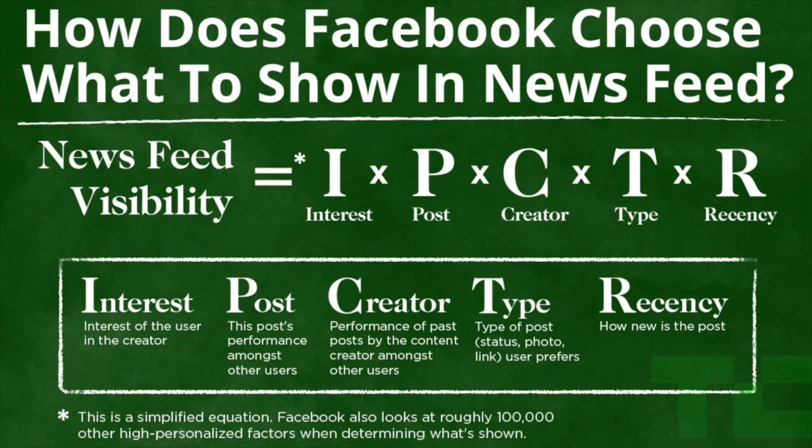The creator is important, so the performance of past posts by the creator amongst other users. Does this creator typically create really viral or important content that people tend to like? That will show up. The type of post, again, that you prefer is important. And then the recency, is it new? Most of the Facebook algorithm lasts about a day to 3 days at the most. So if you've ever wondered why you're seeing old content in your feed, it's because of the algorithm. And again, this is really simplified. As you see at the bottom, Facebook's real algorithm looks at like 100,000 factors when it comes up with why it shows what it does in your feed.